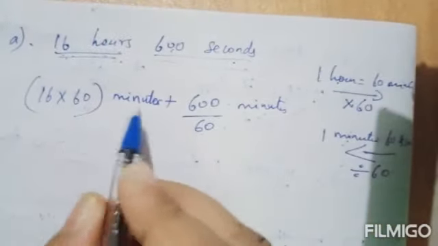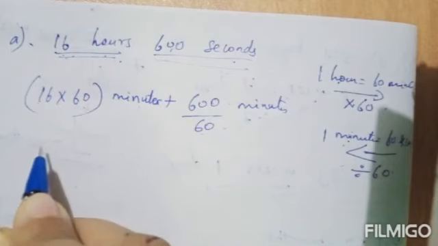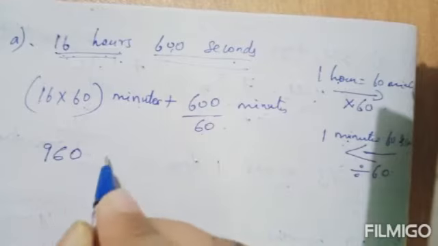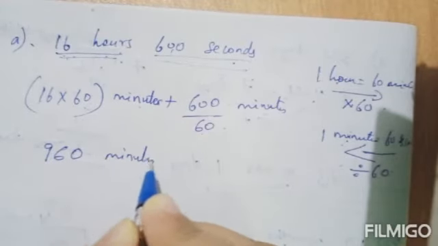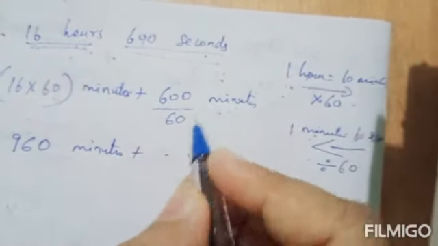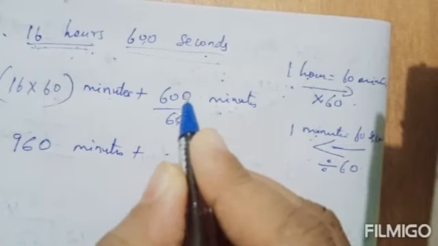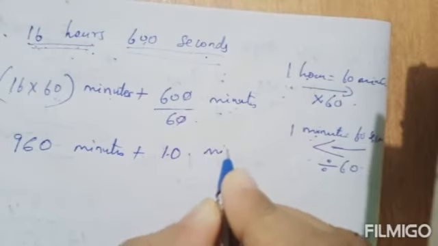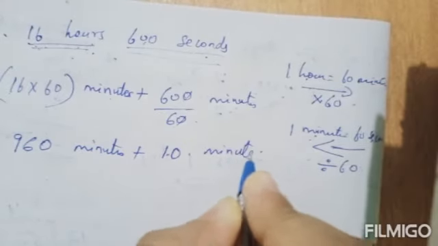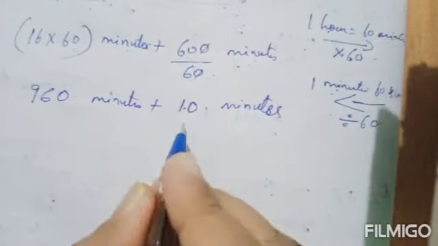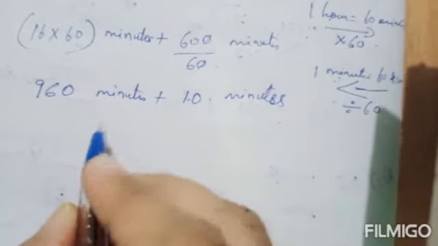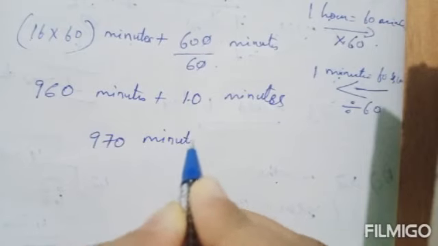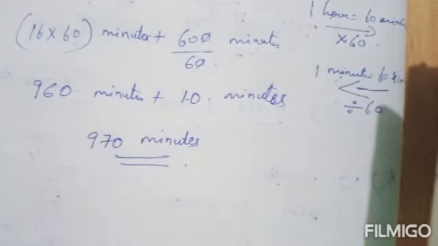Now 16 into 60, it is 16 into 6, you will get 96. So 960 minutes plus 600 by 60, what you will get? It is 10. Okay, 10 minutes. So 960 plus 10, on adding what you will get, it is 970 minutes. So this is the answer.